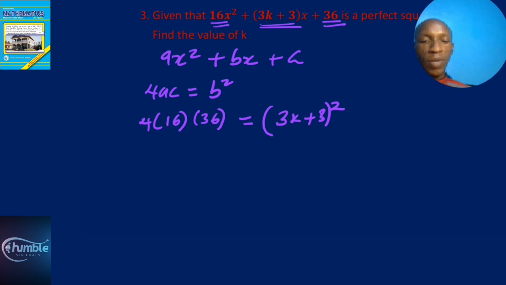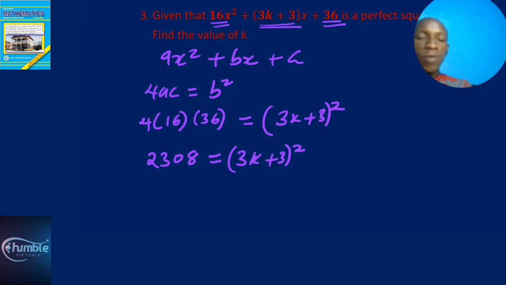So we start from working out 4 times 16 times 36. What is 4 times 16 times 36? This one gives us 2308. It should give us 2308 is equal to 3k plus 3 squared.